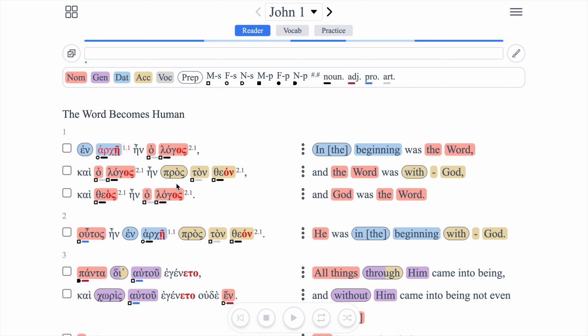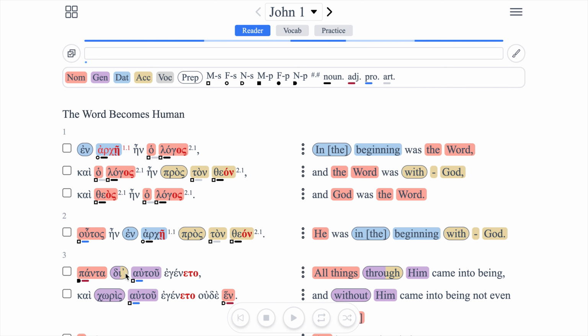Only nouns in the accusative form can follow pros, and only nouns in the genitive form can follow horis. However, the preposition dia can be followed by either a genitive or an accusative, and the use of either in the New Testament is in proportion to the case color represented in the preposition. So about 55 or maybe 60% of the time that you see dia, it will be followed by the genitive, and the rest of the time, it will be followed by the accusative.